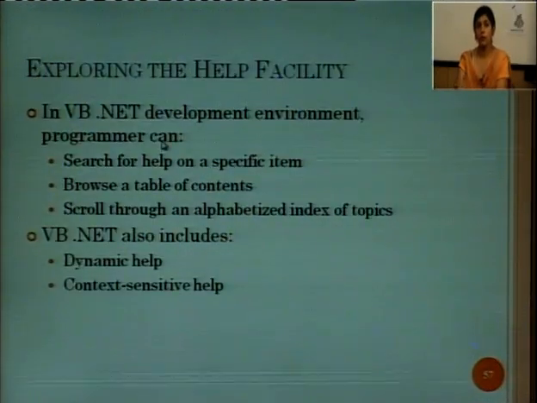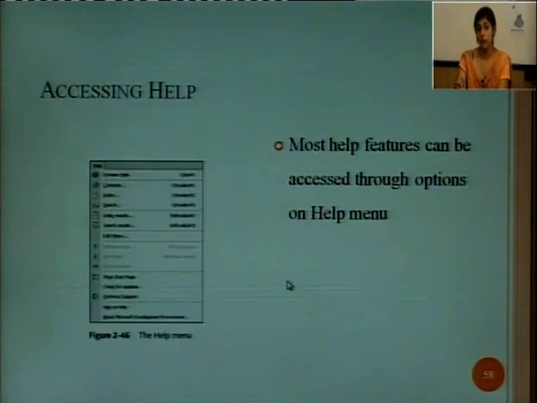Clear? In the VB.NET development environment, the programmer can search for help options also. There are basically different types of help that you can get. It can be dynamic help or context sensitive help. And this is a help window that tells you how to get the help.